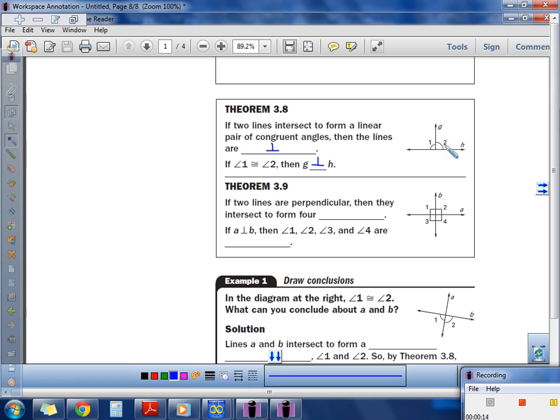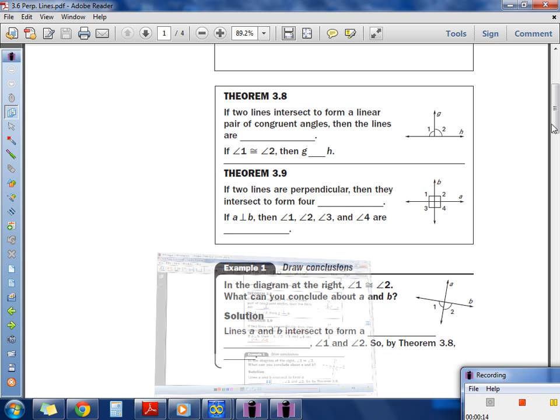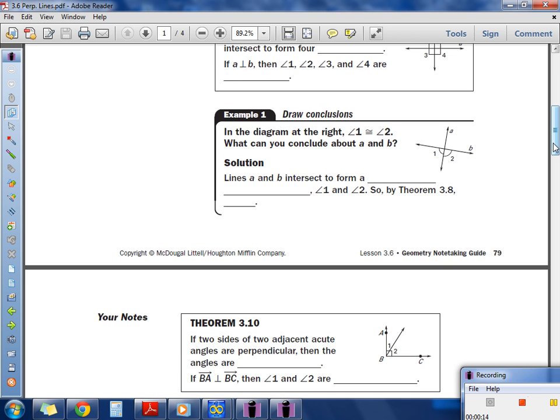The key thing, if these are a linear pair and they're congruent, they have to be 90s, making those lines perpendicular. The next one says if two lines are perpendicular, they intersect to form four right angles. So this means if you're given one as a right angle, then the rest around it are also right angles. Pretty easy concept. These are all right angles. Pretty simple. Kind of applying those theorems, that's what we're going to be doing on example 1.